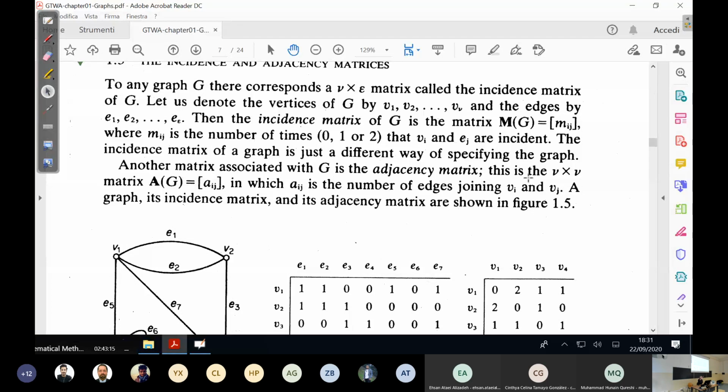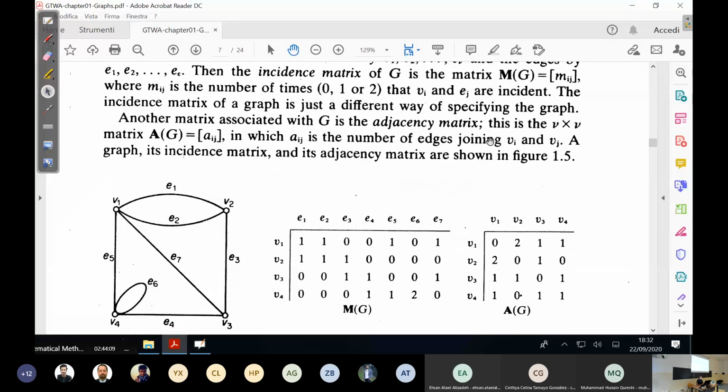For the moment, maybe in a while with deep learning and convolutional neural networks, it will be possible to give some 10,000 examples to the machine, and the machine will understand what the incidence matrix is. For the moment, it means 10,000 examples, not one. If you want to program something, you must do it as in a mathematical definition. So I want you to be able to give a mathematical definition. Here we have one: the number of times, 0, 1, or 2, that vertex vi and edge ej are incident. Okay? The incidence matrix of a graph is just a different way of specifying the graph. Another matrix is the adjacency matrix. This is a ν by ν matrix.